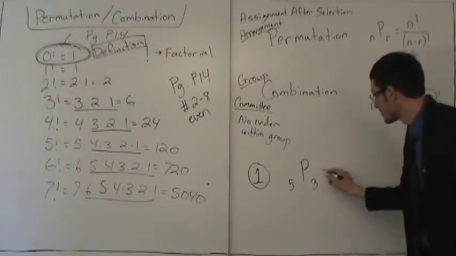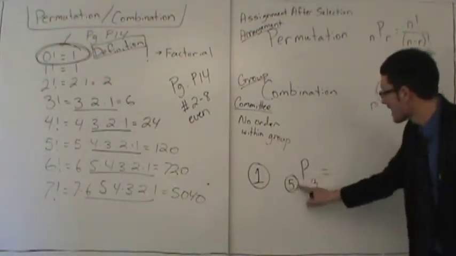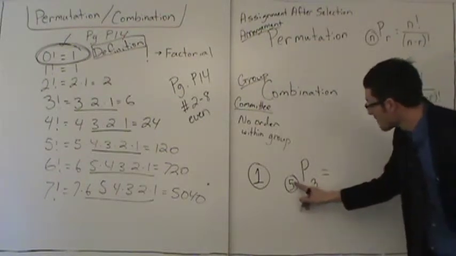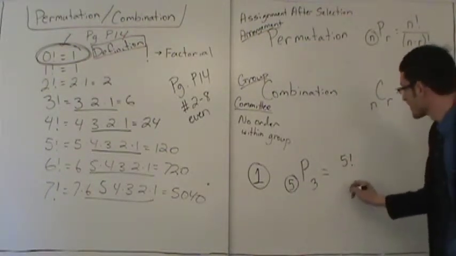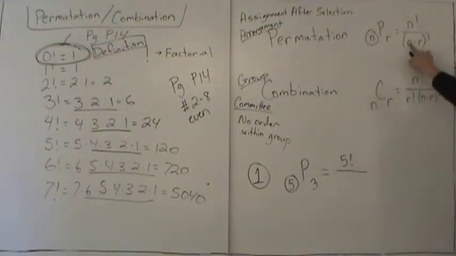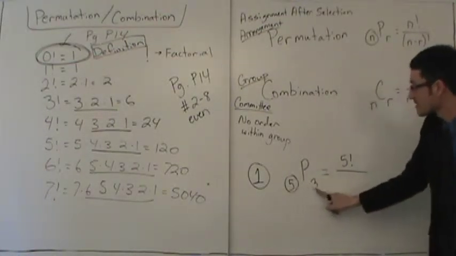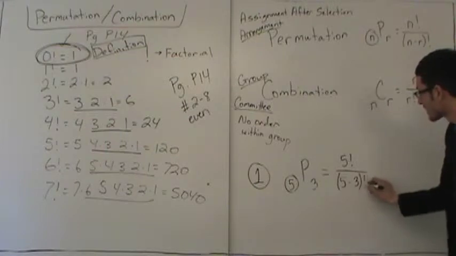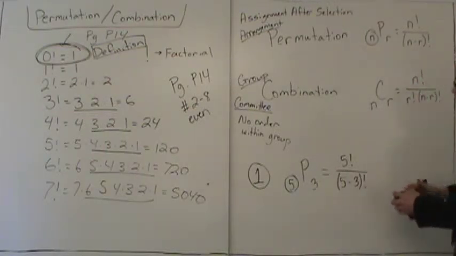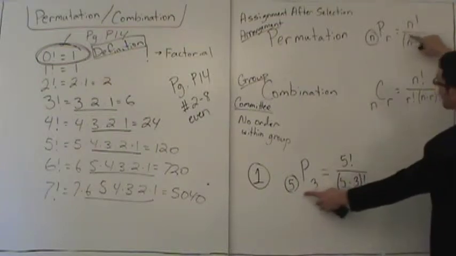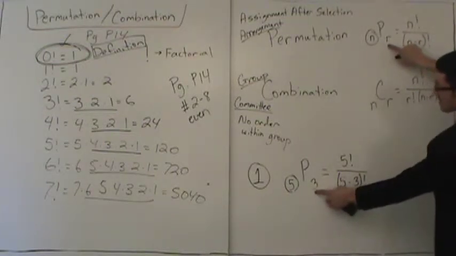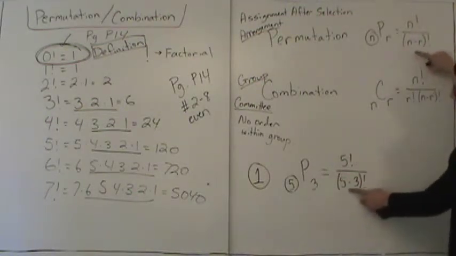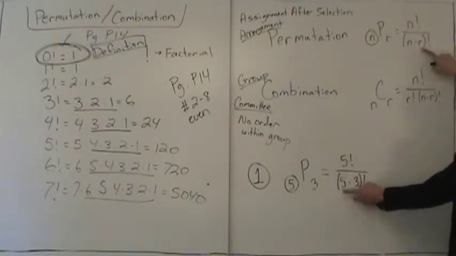So permutation 5 choose 3. We're going to take our 5, that is our n, and we're going to put this on top. So we have 5 factorial on top. And on the bottom, we're going to do n minus r. In this case, n is 5, r is 3. So we're going to do 5 minus 3, quantity factorial. I want you guys to notice, n is 5, r is 3. So where did n go? Notice everything matches up. N is 5, so we put 5 factorial on top. And n was 5, so we put the 5 here. R was 3, we put the 3 here, and we subtract.